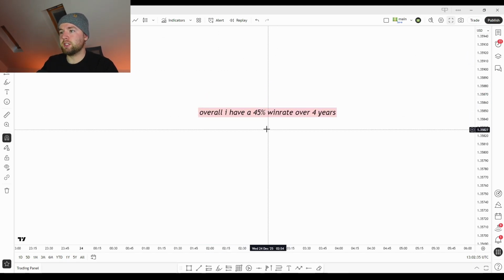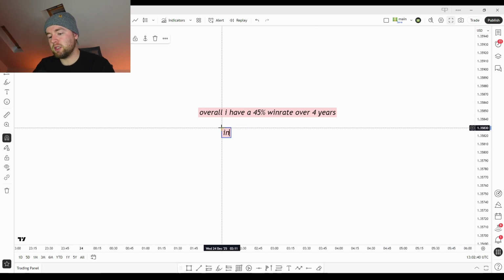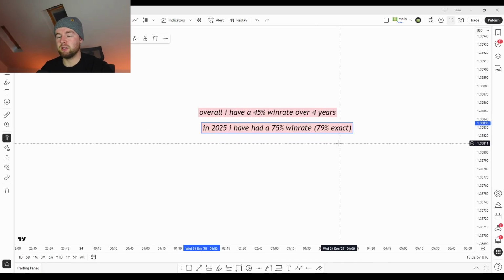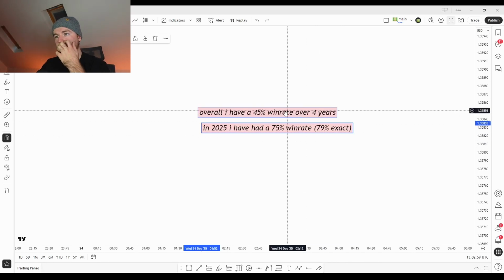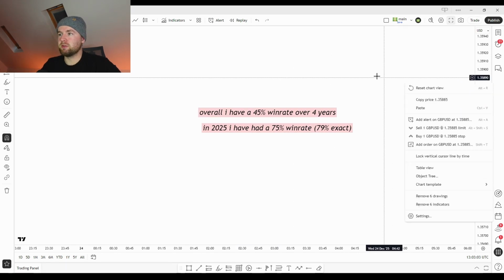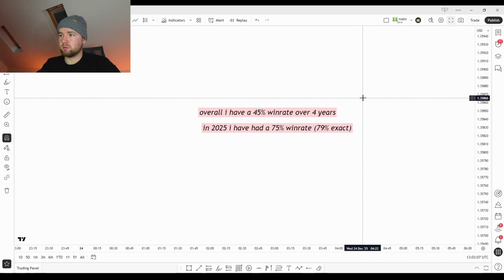Over the space of 4 years I've had a 45% win rate, but in 2025 I have had a 75% win rate, 79% to be exact. But I'm not going to use 79%. You want to round it down to the nearest 5. That's what I've always done. So this 45% is 48% over the past 4 years, but round it down. You want to lower your expectations as much as possible.